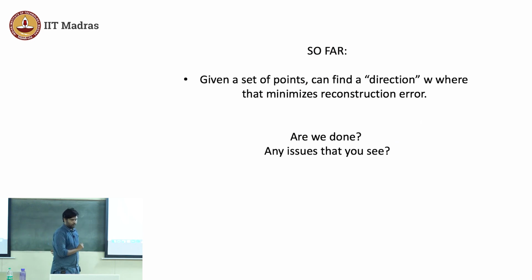Okay, so far, this is where we are. Part 1 is over. Let me summarize: given a set of points, we know how to find a direction W that minimizes the reconstruction error. Meaning, we know what problem will solve it. Let us assume for the moment that somebody will give you the solution to that minimization or maximization problem.